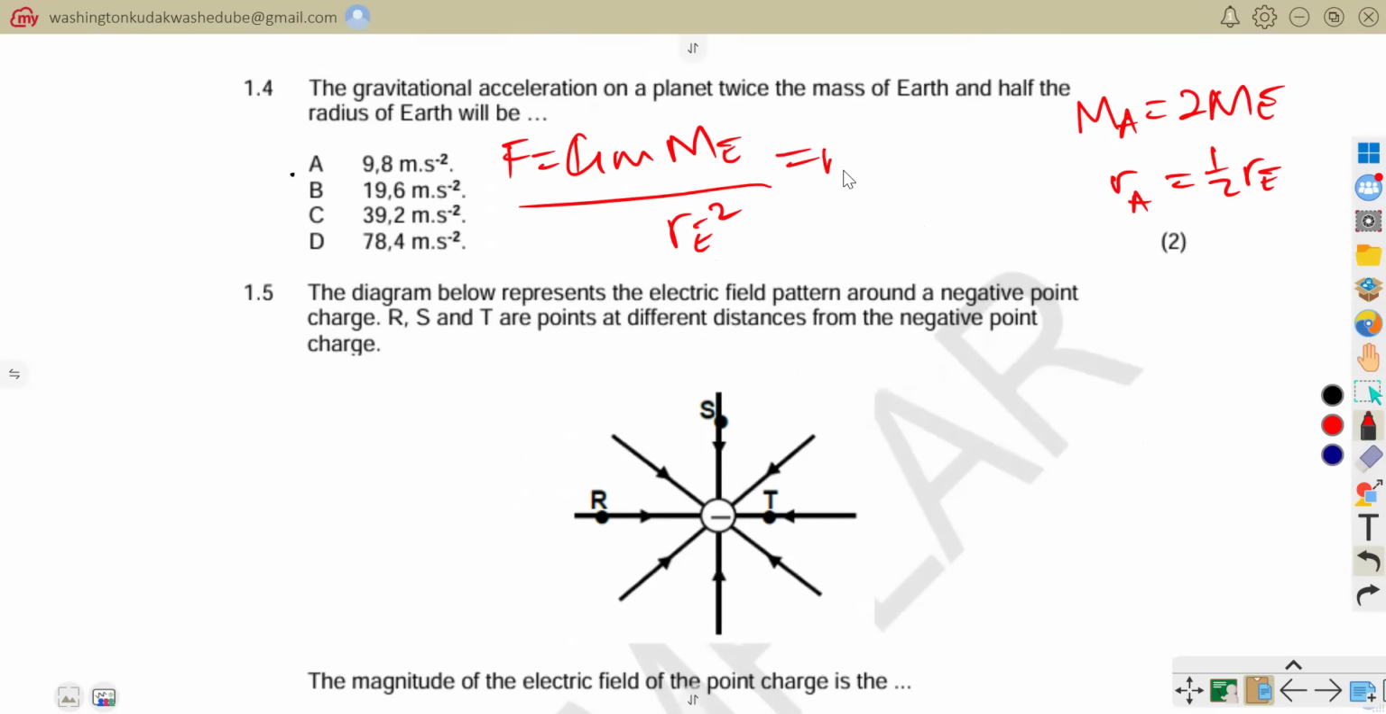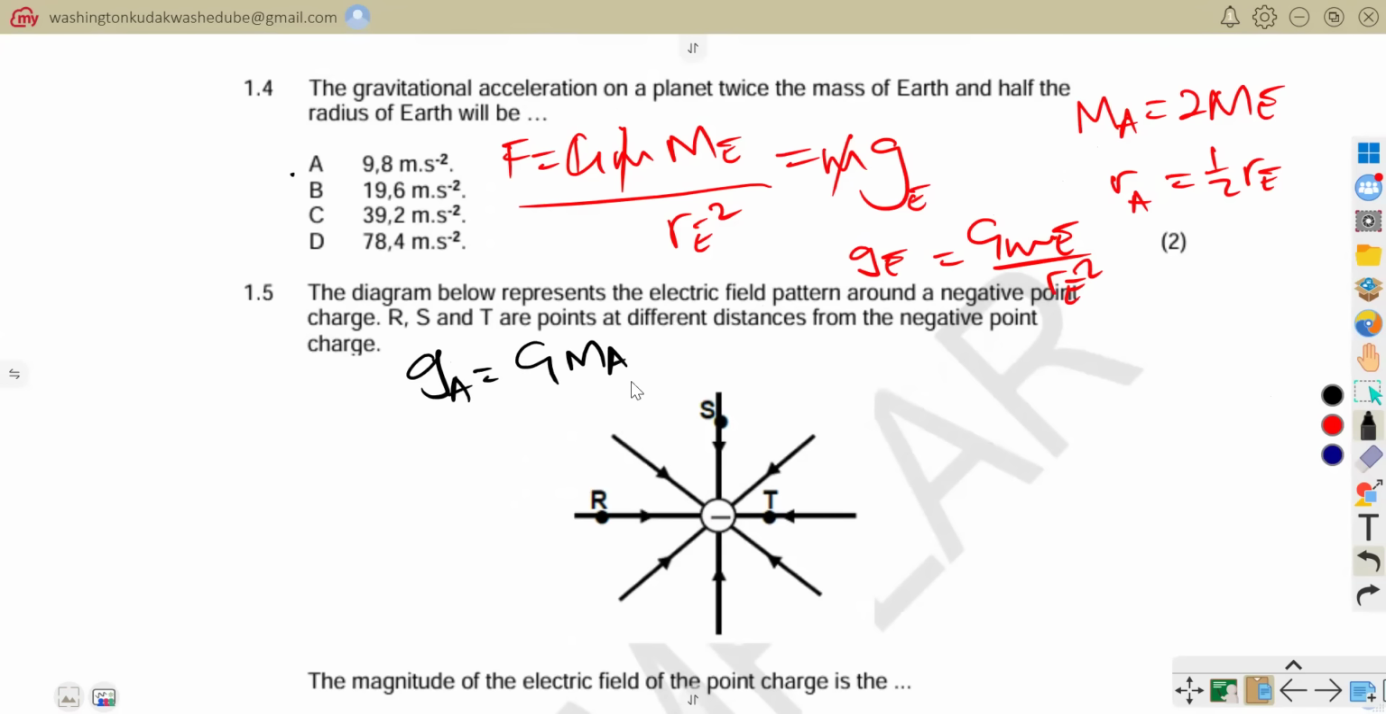That would give you mg, where this is the mass of the object. So the gravitational acceleration on Earth would be equal to G, mass of the Earth all over radius of the Earth squared. If that is the case, what would become the gravitational acceleration on planet A? So I can now say gravitational acceleration on planet A can be given by G, which is a constant, and mass of planet A over radius of planet A squared.